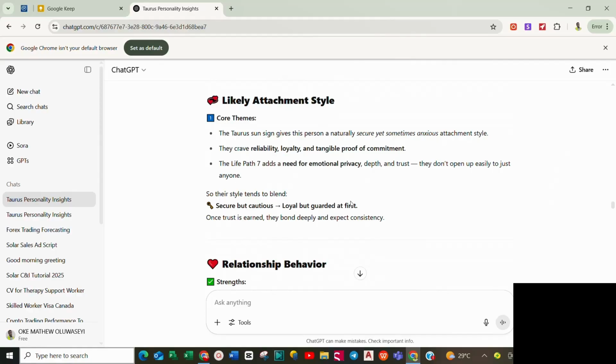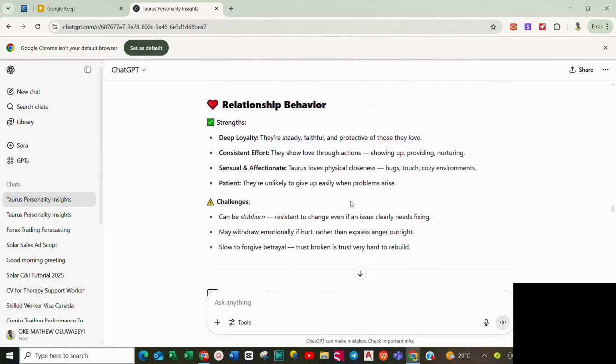So the life path person has a need for emotional privacy, deep depth and trust. They don't open up easily to just anyone. If they are able to open up to you, based on the date of birth, they open up because you are special to them. So that's their style, and also their relationship behavior.